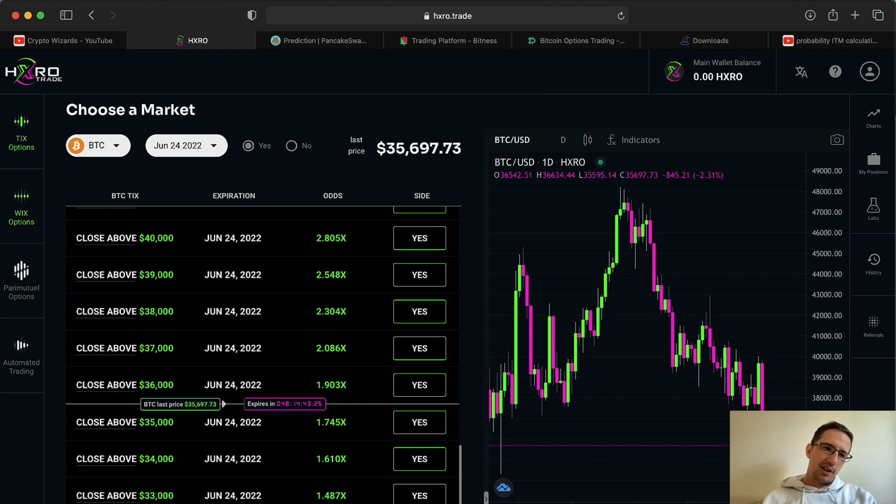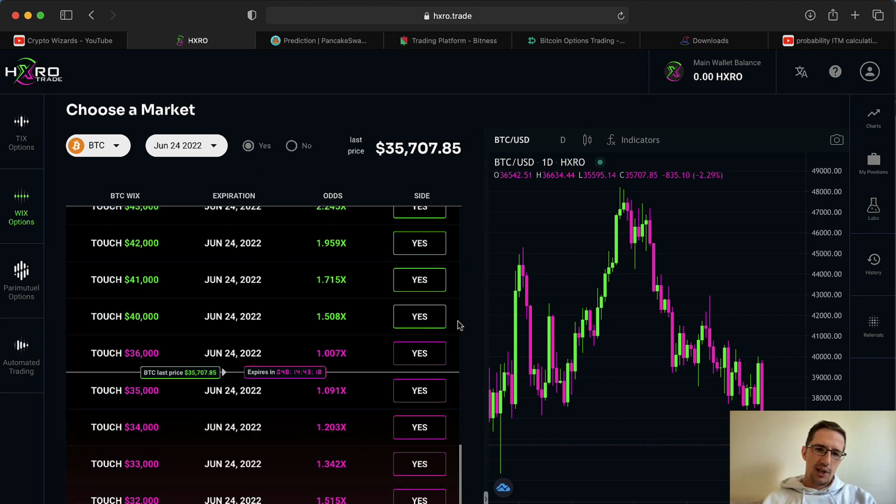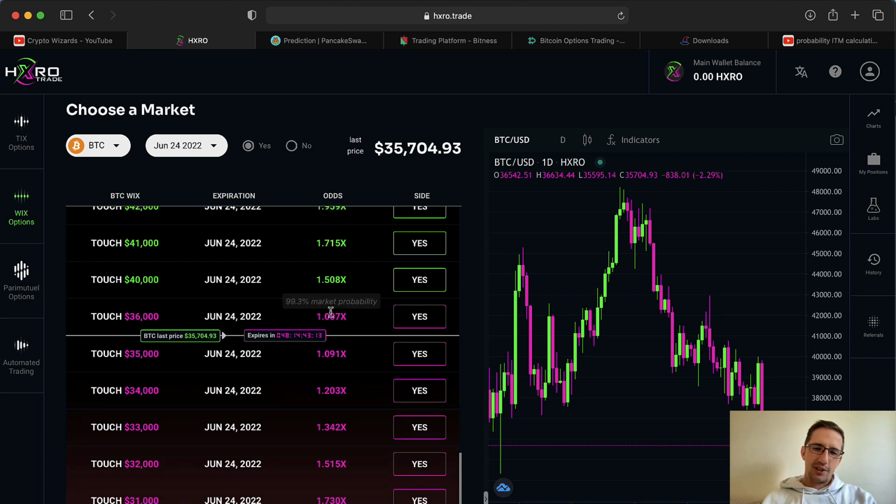Now, you might be asking, what are these Wix options? This is just probability of touch. So for example, here, if I look at, again, 24th of June and the price of 36,000, the payout for it touching 36,000 is like 0, because it's saying there's a 99.3% probability it'll do that. But now something interesting I wanted to look into here is if I select no, so if I'm betting the opposite, I'm only getting a 2.118x payout, meaning it's saying there's a 47.2% market probability that it will touch this.